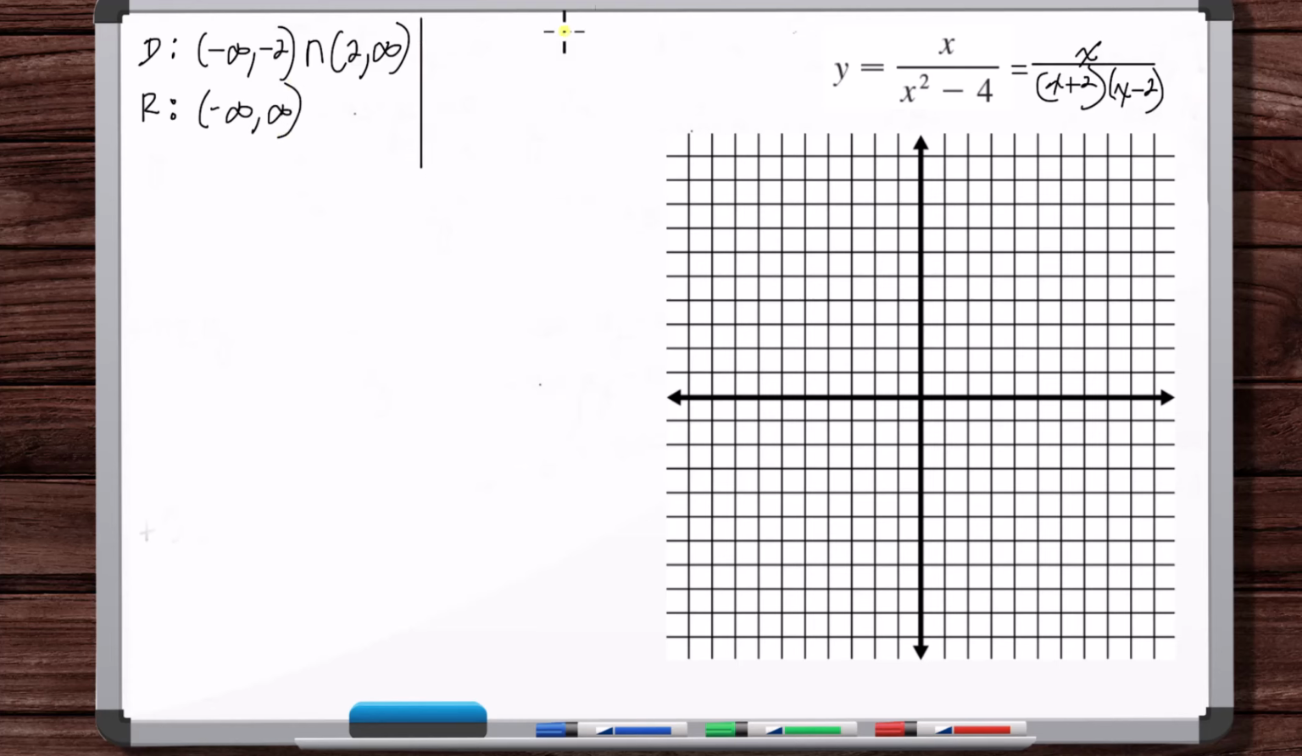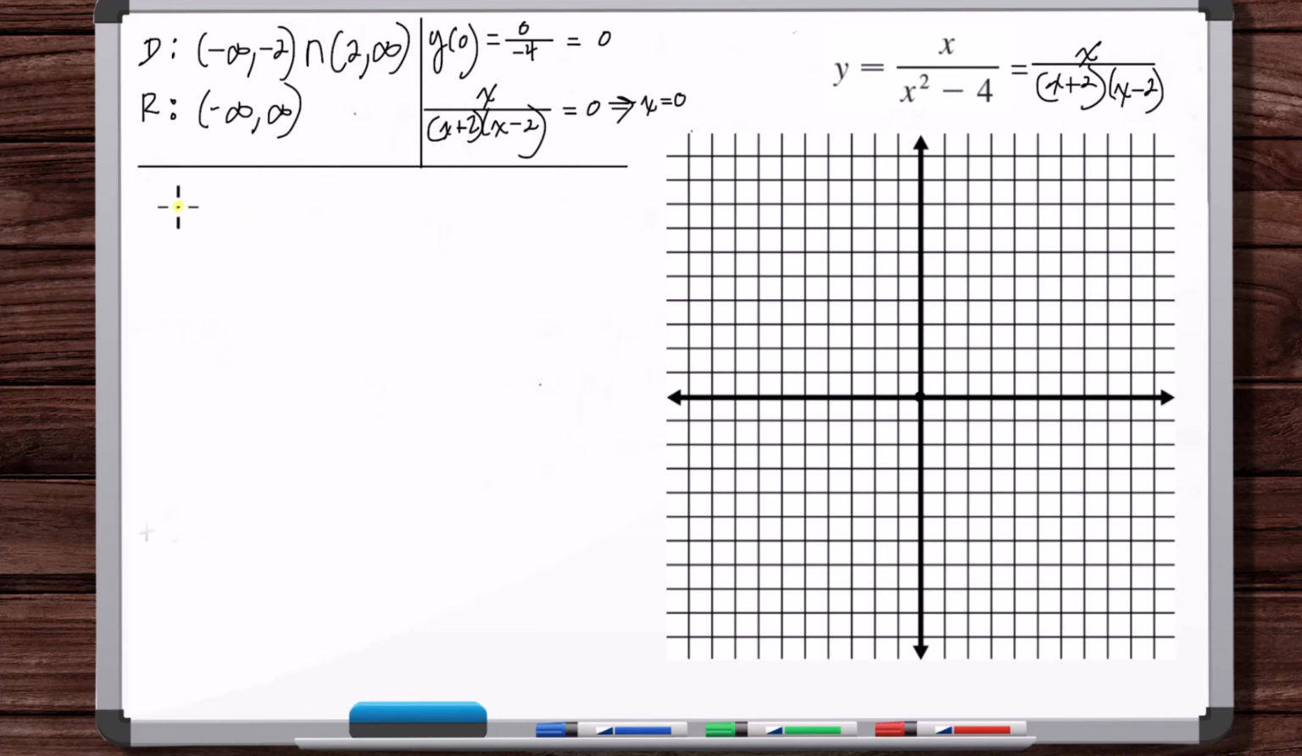Okay. Now the intercepts. What are the y-intercepts? Let's set x equal to 0 and solve. So you get 0 over 2 times minus 2. So the origin is an intercept. Okay, now the x-intercepts, set y equal to 0 and solve for x. So x is equal to 0. So the graph only intercepts the x or the y axes at the origin.